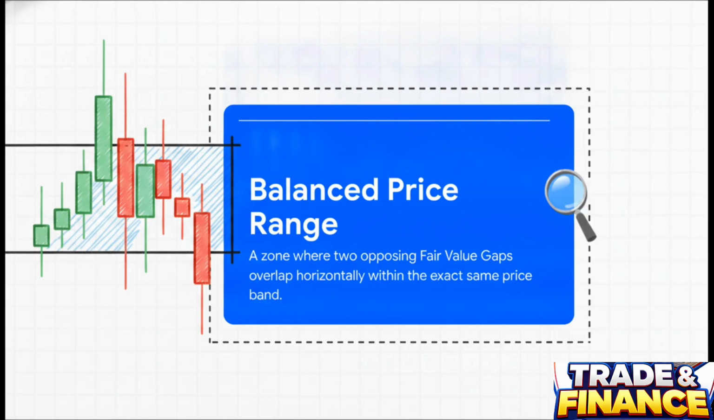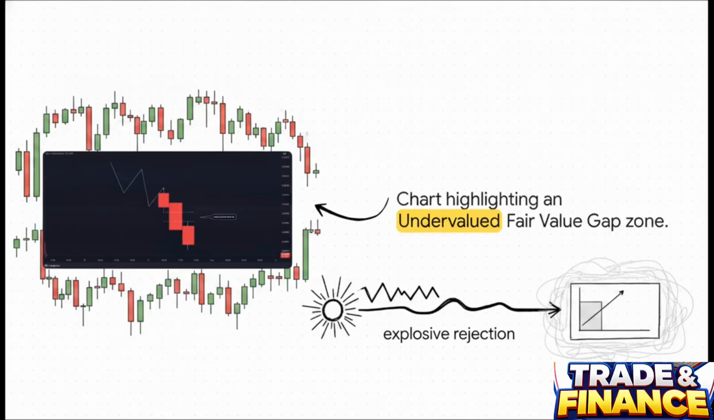Then, almost immediately, it reverses with equal or even greater force, slicing straight back through the initial gap and leaving a counter-directional gap right on top of it. The BPR is that exact horizontal overlap of those two opposing gaps. It basically represents a total double clearance of efficient price delivery. Because both buy-side and sell-side imbalances have been fully resolved in such rapid succession, a BPR acts as an exceptionally sensitive line in the sand.